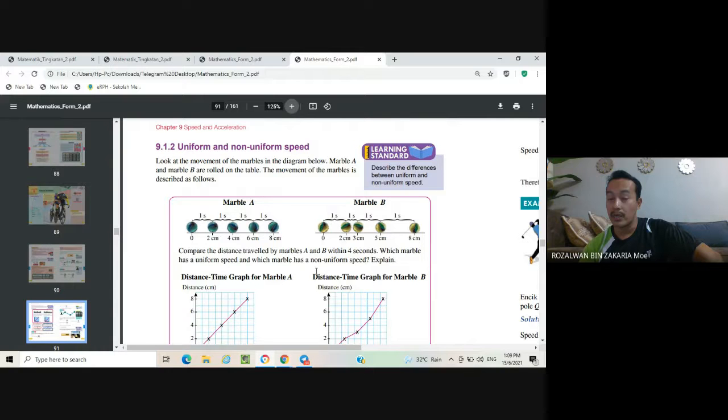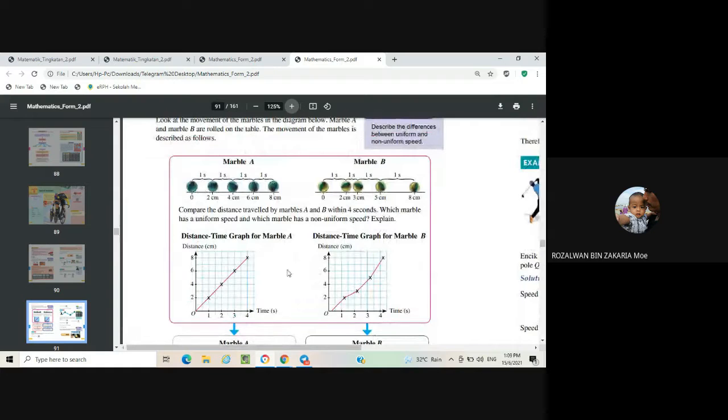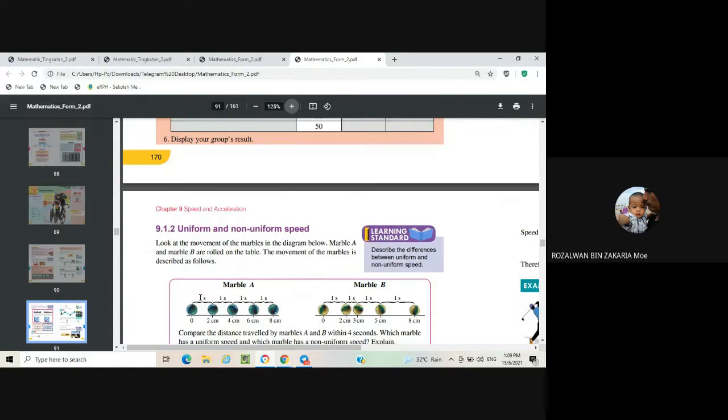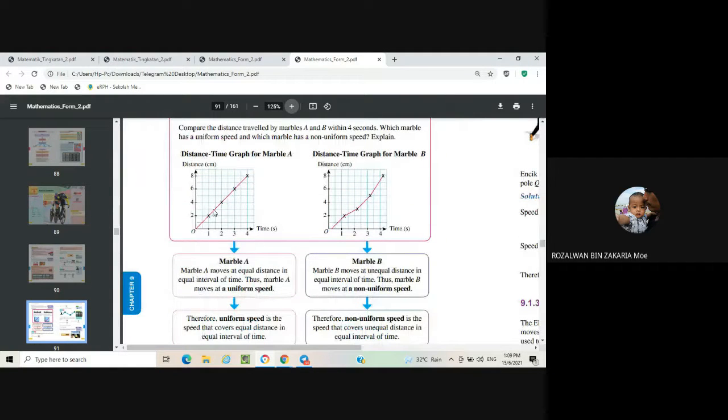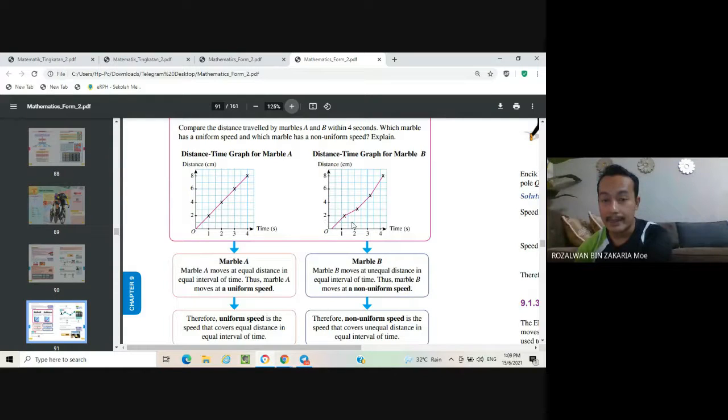If we draw the graph related to the movement of marble A and also marble B, you will get it like this. The distance-time graph: distance versus time, with distance on the y-axis and time taken on the x-axis. For the uniform movement of marble A, you will get a straight line graph. But for the distance versus time graph of marble B, because the speed of marble B is not uniform, you will get a graph like this, not a straight line.